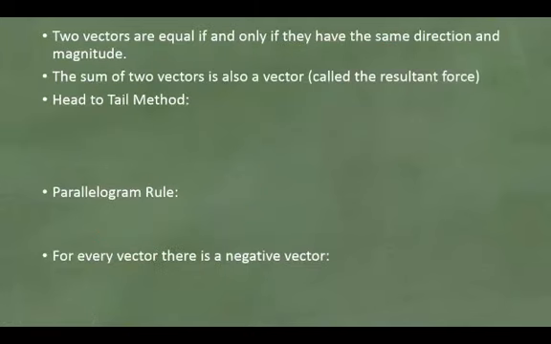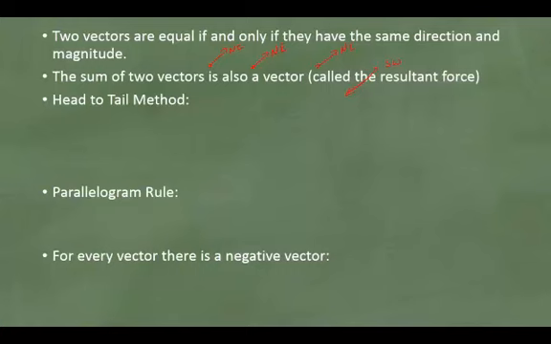Two vectors are equal if and only if they have the same direction and magnitude. So if we have 10 miles per hour northeast and 10 miles per hour northeast, then those vectors are equal. But if we have 10 miles per hour northeast and 10 miles per hour southwest, those vectors are not equal.